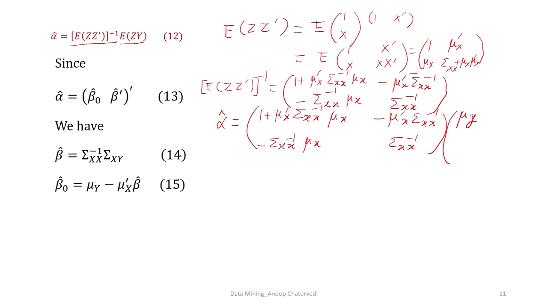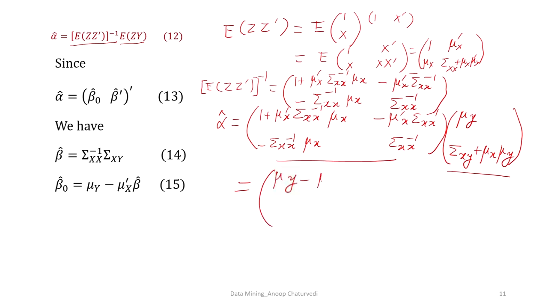because we write z equal to 1, x. So, expectation of z y is equal to y and x y, and then we take expectation. So, we get mu y here and sigma x y plus mu x mu y, and then we multiply this matrix with this vector, and finally, we obtain the expression mu y minus mu x transpose sigma x x inverse sigma x y, and sigma x x inverse sigma x y.